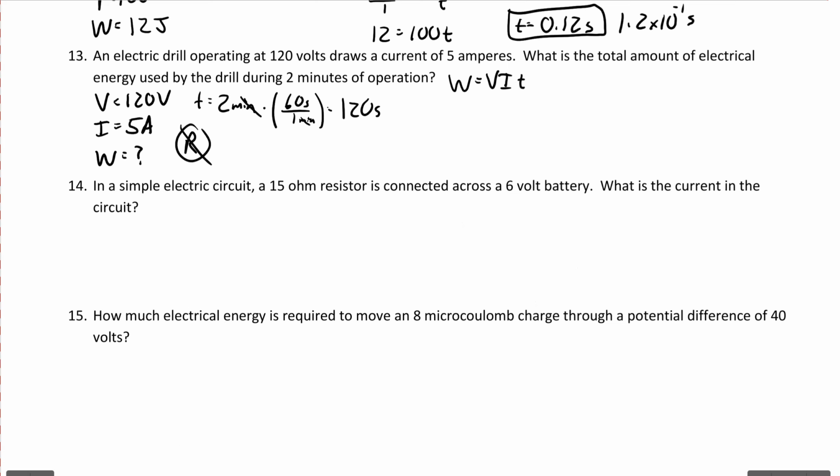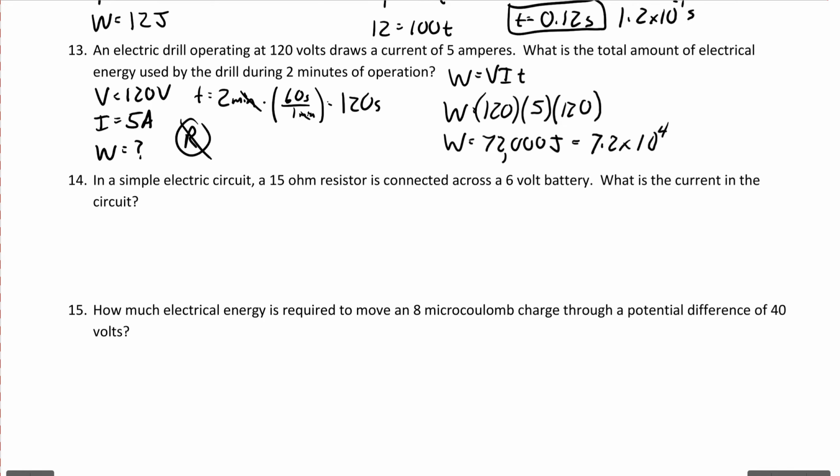And you plug in. And you get 72,000 joules of energy, which is, it's a drill operating for 2 whole minutes. It's a lot of energy, but it's within the realm of possibilities. So that's 7.2 times 10 to the 4. All right, here's where I would use scientific notation for sure. We're doing science. You got to do scientific notation sometimes.